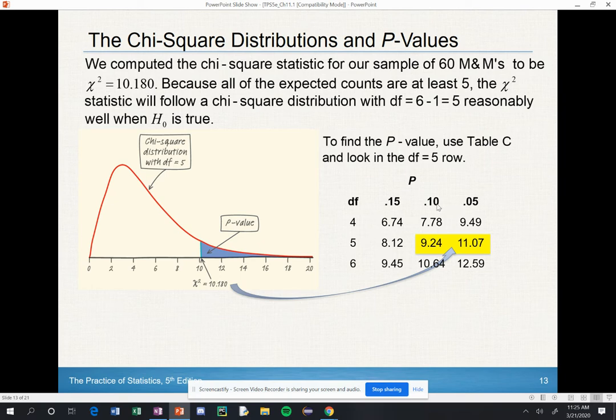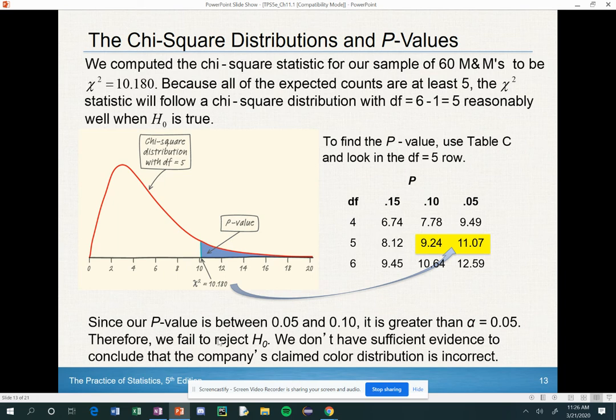Our p-value was 0.0702. So that's the p-value that you're going to be able to conclude at the end here. Notice by using table C, our p-value is somewhere between 0.05 and 0.10. It is greater than the significance level, for example, alpha of 0.05. Therefore, we fail to reject the null. The same principles of significance tests that we've learned in the past apply here at the very end. When we have our p-value and our alpha level, we make that same type of conclusion.